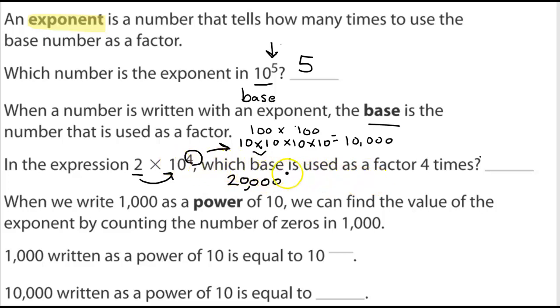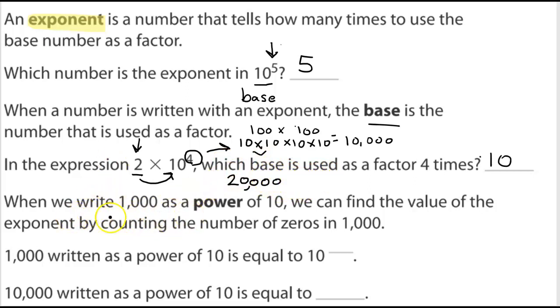So it says in the expression which base is used as a factor 4 times. Well, it's going to be 10. And then after you use the base as a factor, then you can multiply that single digit right here into your product of your power of 10. I'm going to move on.